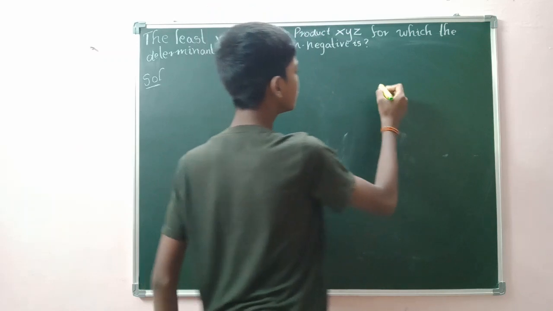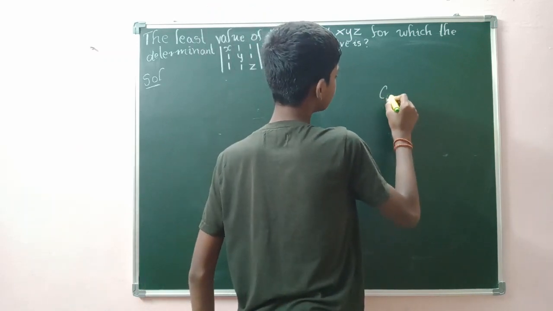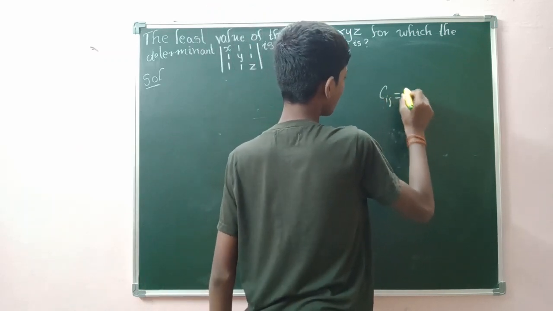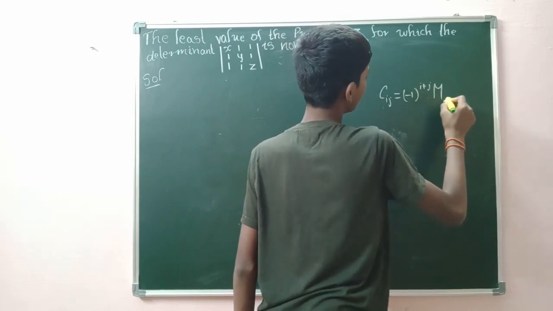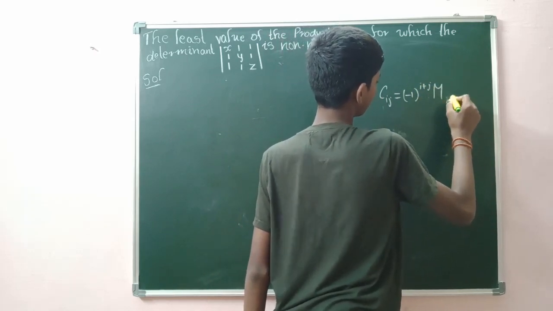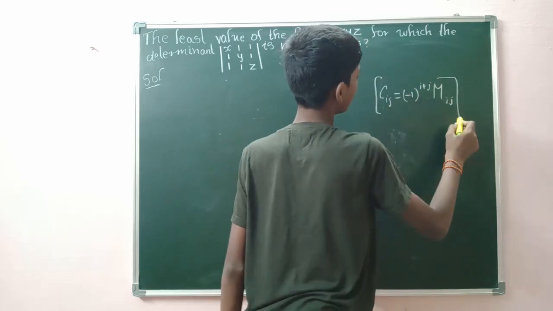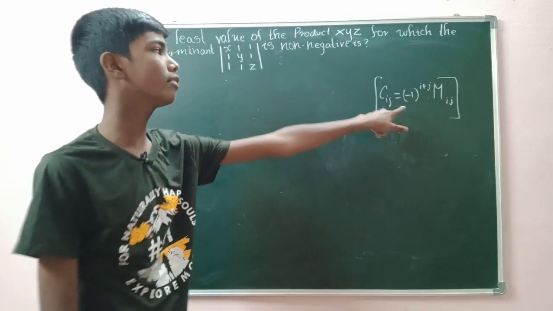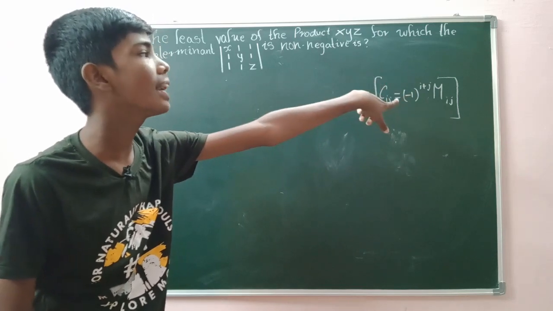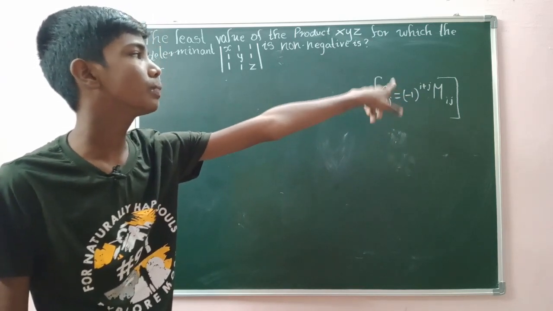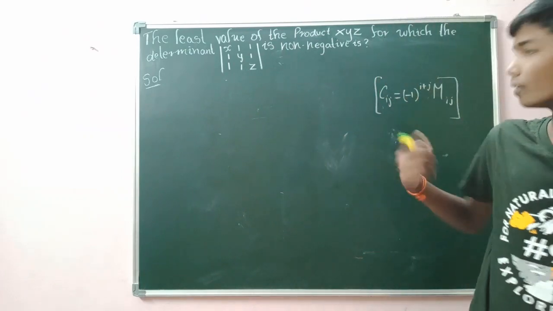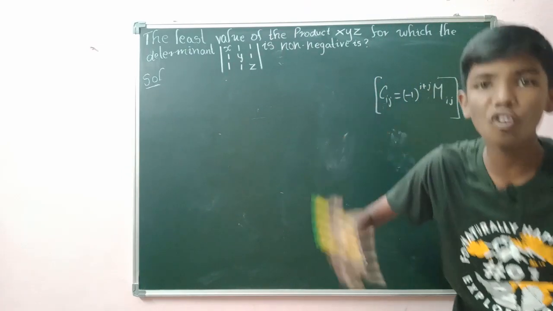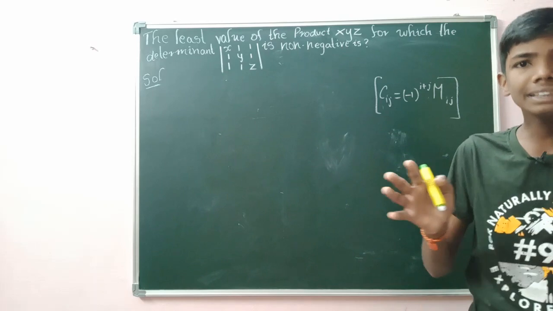So for example, Cij means minus 1 power i plus j times the minor of that particular element. So the cofactor of a particular element will be minus 1 power of the sum of the row number plus the column number, times the minor of that particular element. This is what we define as cofactor. So let me take one example.